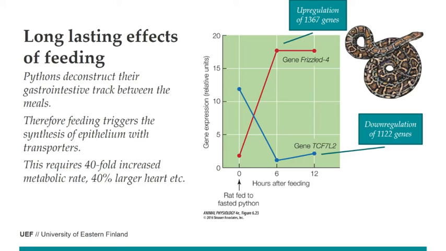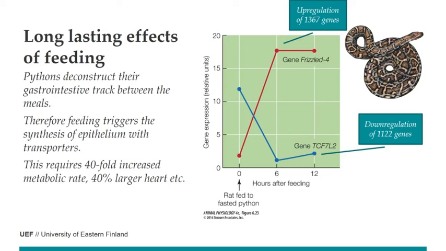But some animals are not always eating. We can have long-lasting effects also, and pythons are a very good example of this. They deconstruct the gastrointestinal tract between meals because they are eating only once a week or once a month. And the feeding triggers the synthesis of the epithelium with the transporters, etc. And it's affected by different genes.